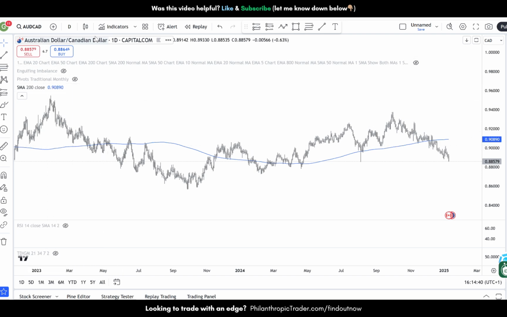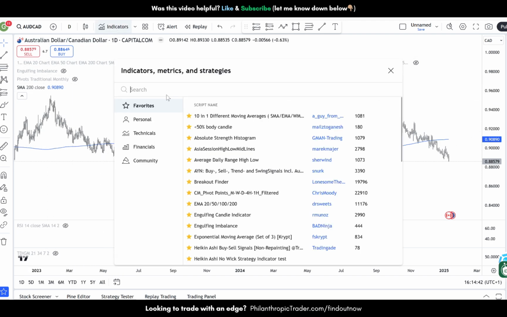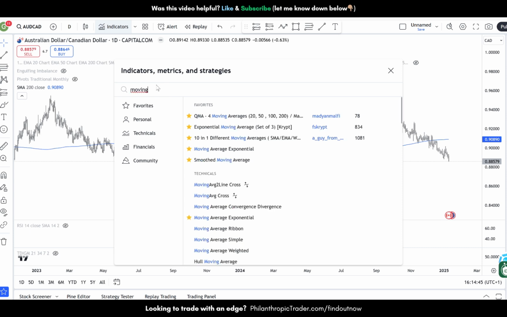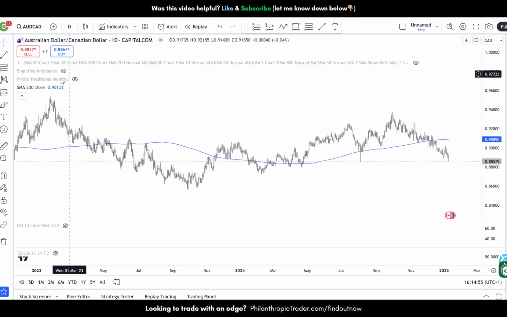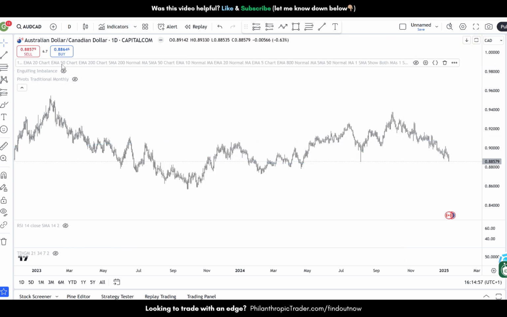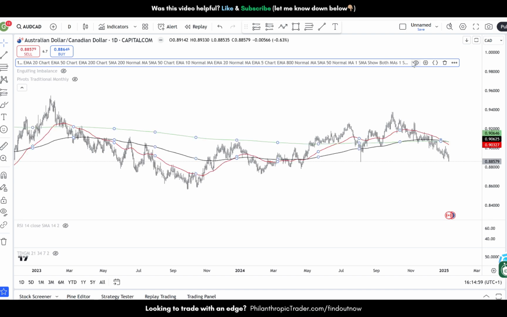So over here, let's say that I look for moving average. Over here we see that we have the exponential moving average and a set of 3, but we also have the 10 in 1 different moving averages. So when I click on that, I already have it listed. Let me delete that one. So that is over here.